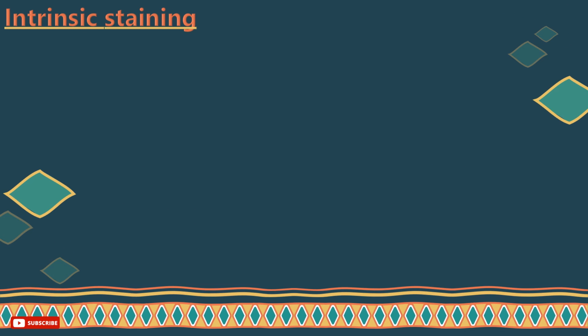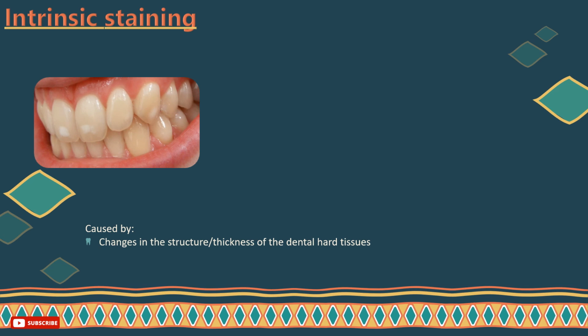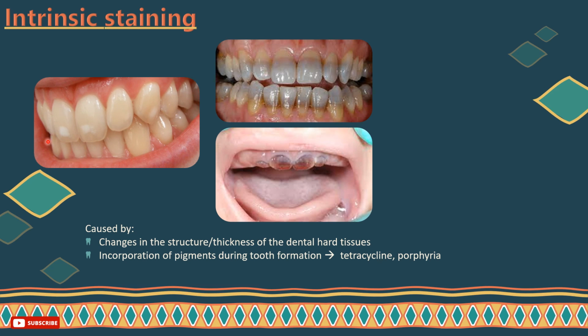Intrinsic stainings. This can be caused by different factors. Firstly, changes in the structure or thickness of the dental hard tissue itself, like in case of enamel opacities that can give whitish, yellowish, or brownish opaque patches. In case of incorporation of pigments during tooth formation, like in case of tetracycline staining leading to blue or brown stains. Also in case of porphyria, reddish or brown stains can be seen.